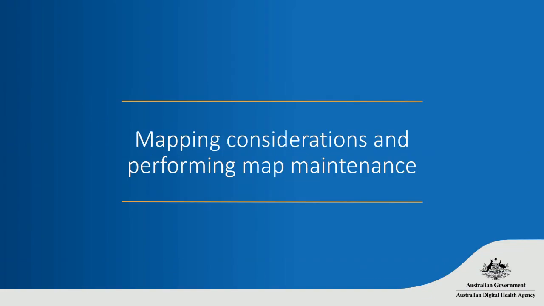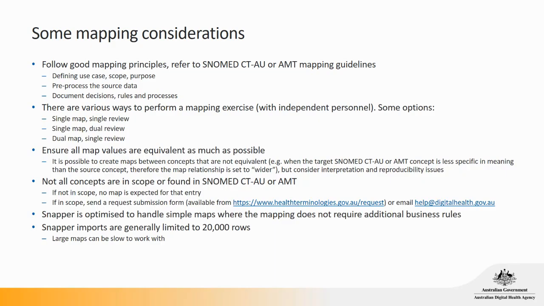So let's talk in general about some things you need to consider when mapping. Obviously, make sure you are following good mapping principles, which is around defining the use case, scope, and purpose of the map, pre-processing the source data, and documenting decisions, rules, and processes. We have published a set of mapping guidelines to SNOMED CT-AU and the AMT, which is available on our NCTS document library.